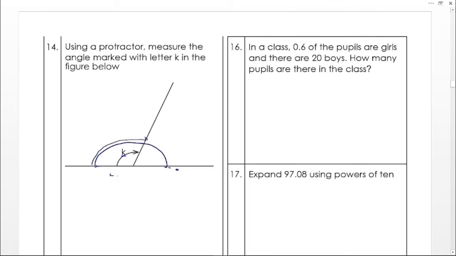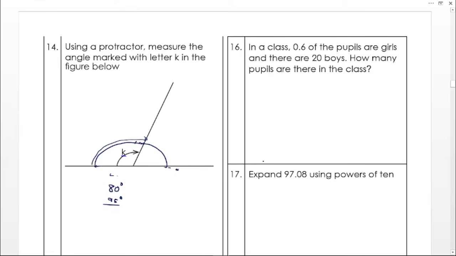So you have to make sure that the 0 is here. Then you read until you see where this line is going to match with those lines you are having on your protractor. Then you tell us that angle. That angle must be in degrees. So suppose maybe it is like 80 degrees, or 100, or 95 degrees. So you have to put degrees there.